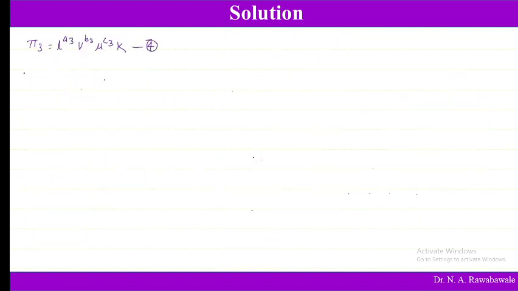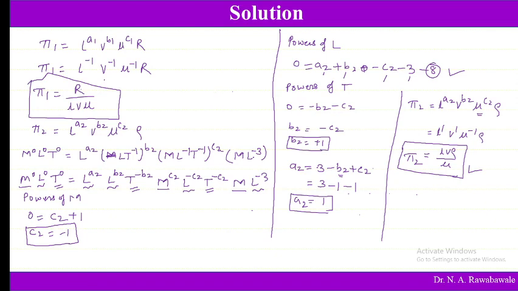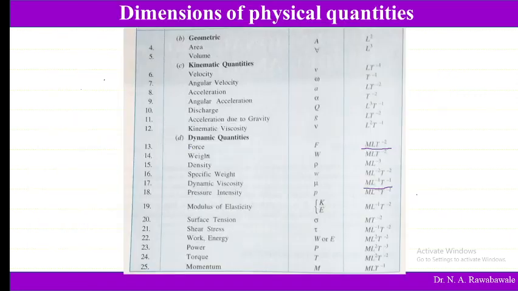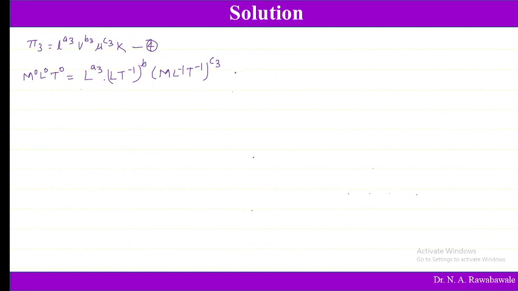So writing the dimensions of pi: m to the power of 0, l to the power of 0, t to the power of 0, equals l to the power of a3. Velocity is nothing but l t to the power of minus 1, to the power of b3. Mu is m l to the power of minus 1 t to the power of minus 1, to the power of c3. Then the dimension for k: modulus of elasticity, k, is m l to the power of minus 1 t to the power of minus 2.